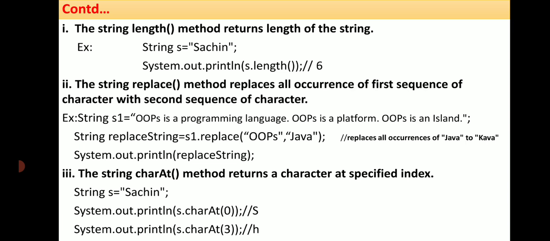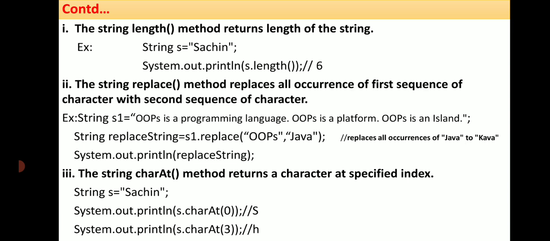Here, replace string, I especially want to focus on. Wherever "oops" comes, I have used strings like "oops is a programming language, oops is a platform, oops is an island", and on that we are performing a replace operation. This is the old string and this is the new one. Wherever "oops" comes, it has to be replaced by "Java". So you will get "Java is a programming language, Java is a platform, Java is an island" when you run this program.